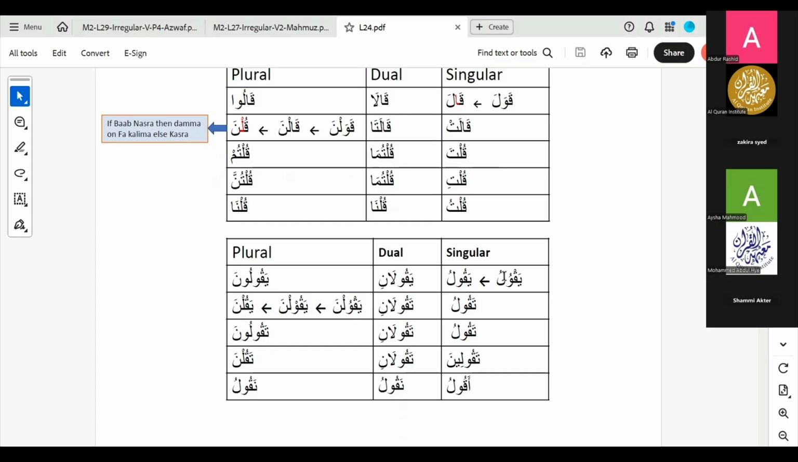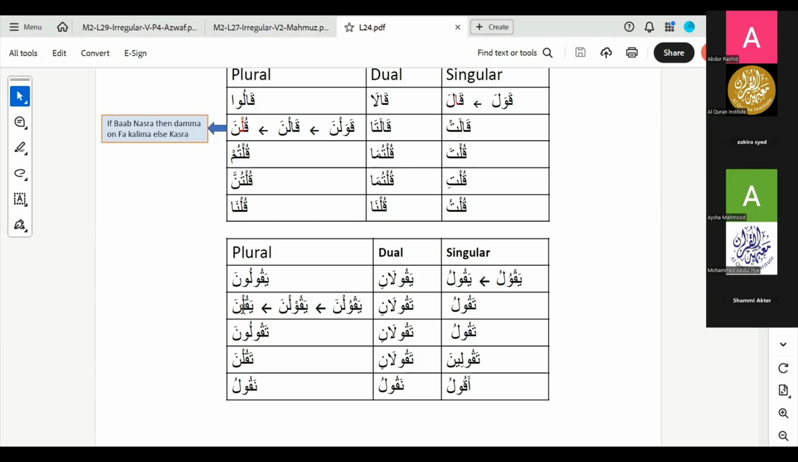So coming to mudare, yaqulu. Here we have the weak letter with the damma, and the heavy letter is with the sukun. So we have to transfer this haraka to the heavy letter. So it becomes yaqulu. Then from here, normal conjugation, yaqulani, yaquluna, taqulu, taqulani.